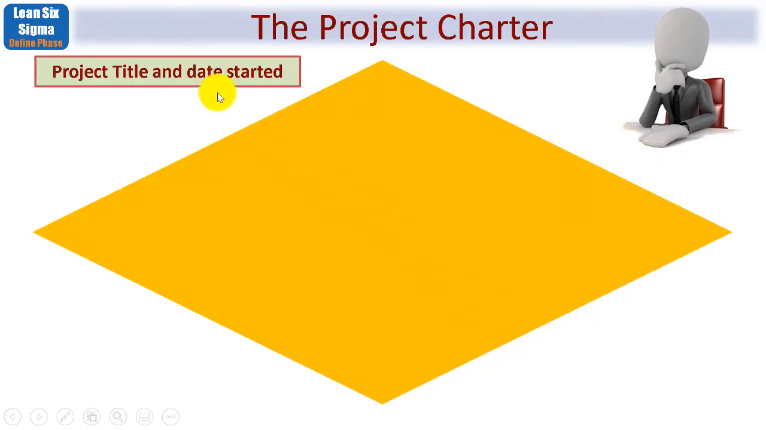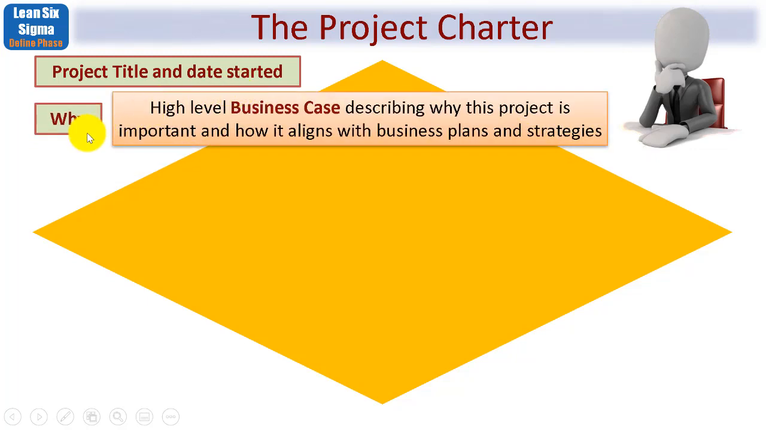First, the easy bit, name of the project, and the date it was started. The project charter should also include the answer to the question, why? This is the high-level business case describing why this project is important, and importantly, how it aligns with business plans and strategies. Clearly, we don't want to be carrying out projects which are not relevant to the organisation running them.